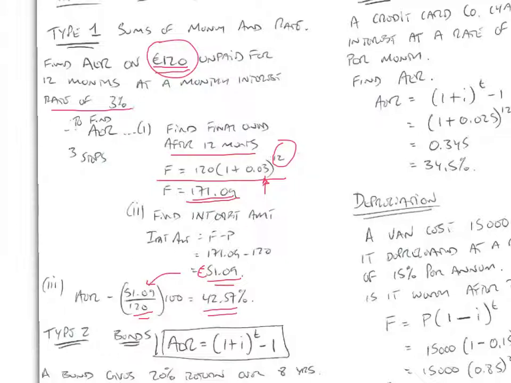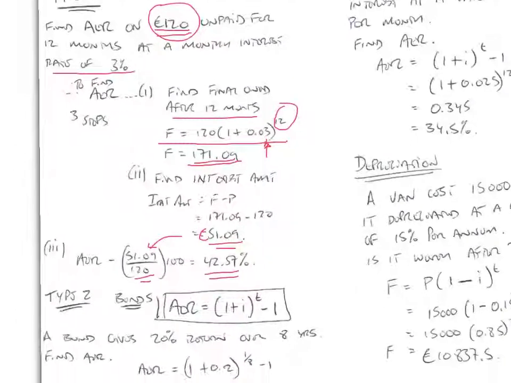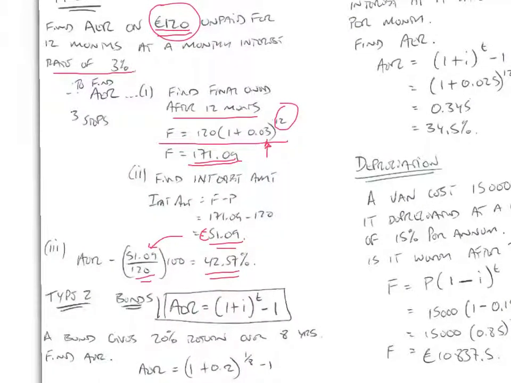So that's a particular problem where in the end we found the annual equivalent rate by using this formula at the very end. Okay, but we had to find what 120 euros turns into after 12 months at a monthly rate of 3% before we could find out the annual equivalent rate.